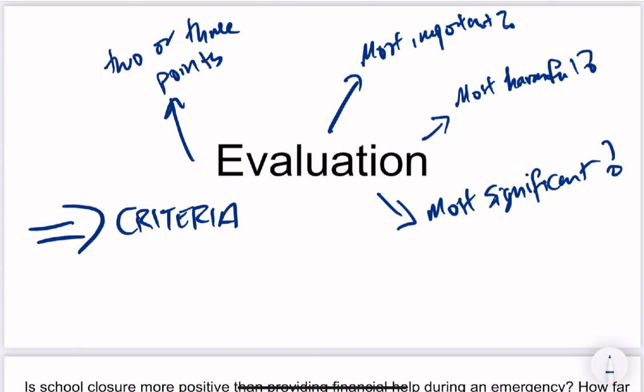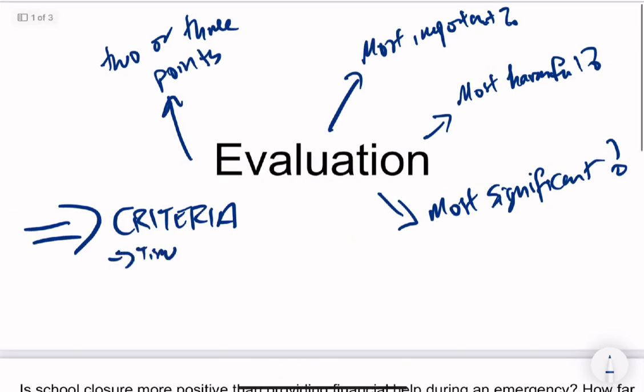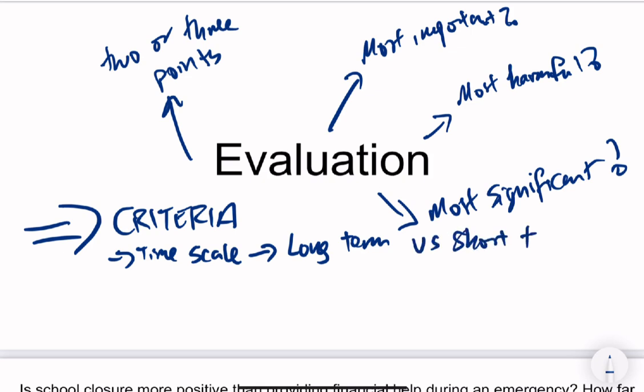Alright, so what are some criteria that we can look at? One, time scale. We can evaluate points based on time scale. What do I mean by that? Is this impact a long-term impact, or is this a short-term impact? Of course, if it's a long-term impact, then we will be talking about something that is more significant because there's a long-term impact. For example, something can be more harmful because it impacts a person negatively over a longer run. Second is what I call the extent of impact.